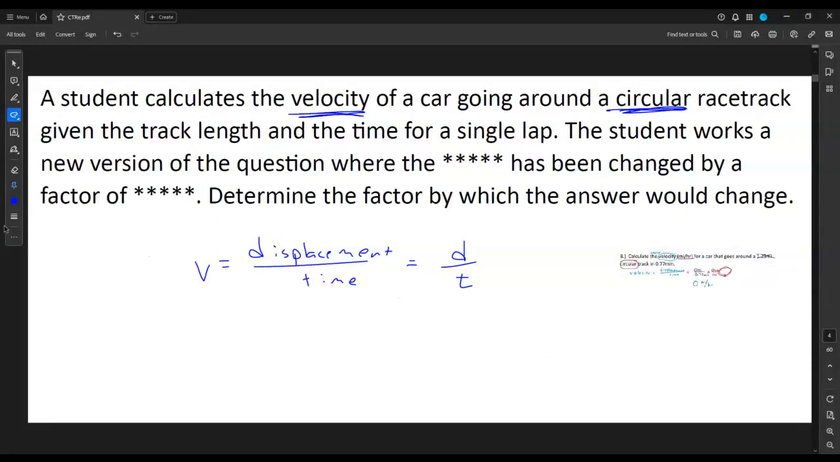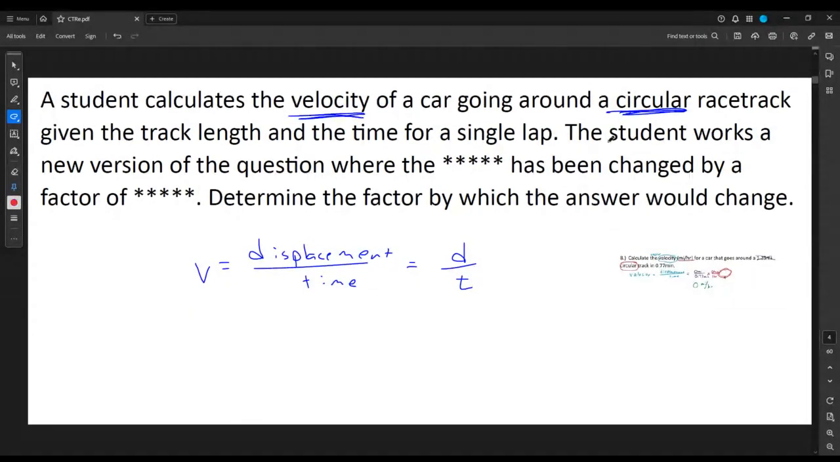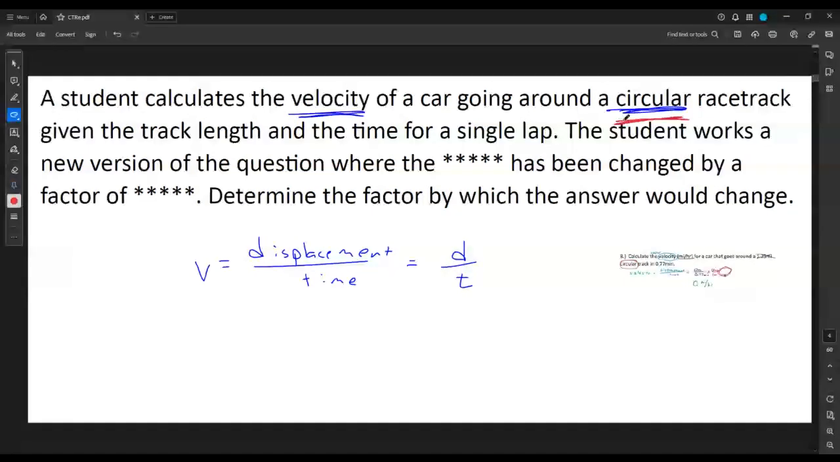Something to think about here, though, is that your velocity is a vector. And so that means that if we're dealing with a circular track, so I'm really going to stress this part, a circular track, then we can actually be a little bit more specific here. You go around in a circle, you end up in the same spot from where you started. So technically you haven't accomplished anything, you haven't gone anywhere. Your displacement is 0. And so we would end up with 0 divided by time.